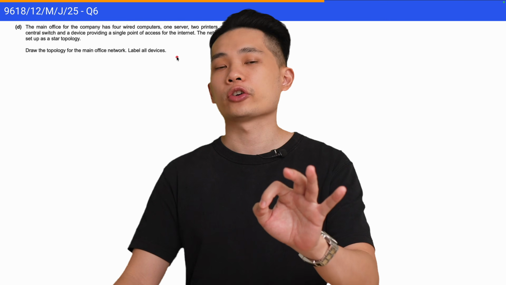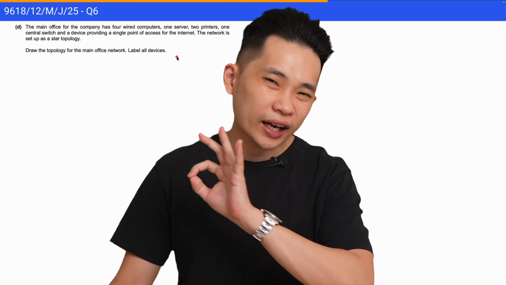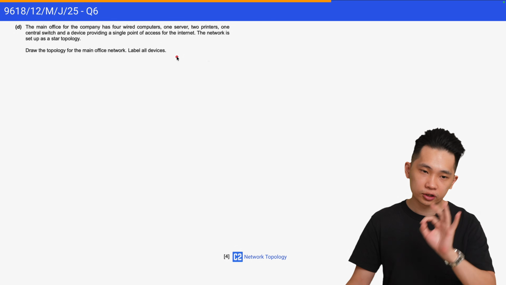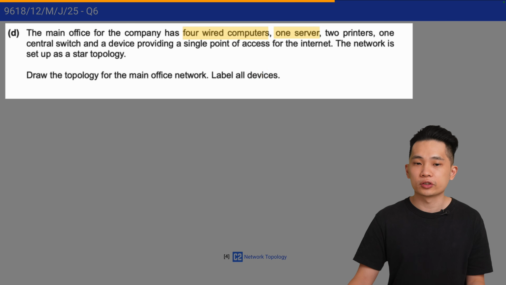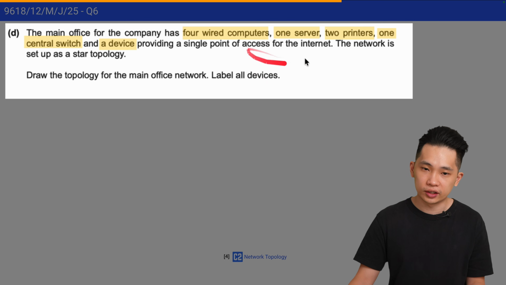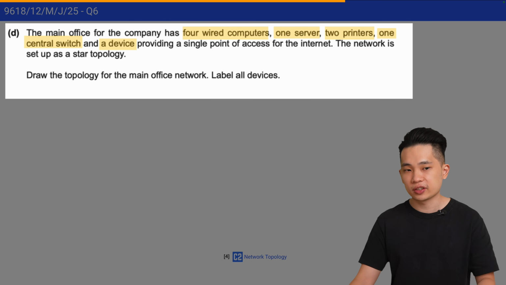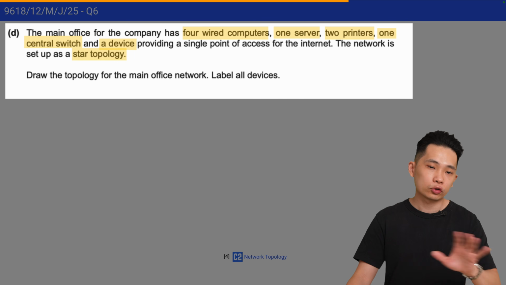For this type of question, normally I will just highlight all the components required first. So first of all, we have 4 wired computers, 1 server, 2 printers, 1 central switch, and a device providing the internet. And the network being used is going to be a star topology here. And now let's start drawing the diagram here.